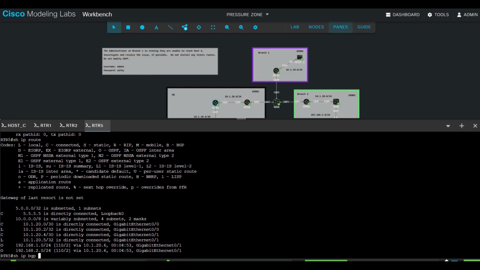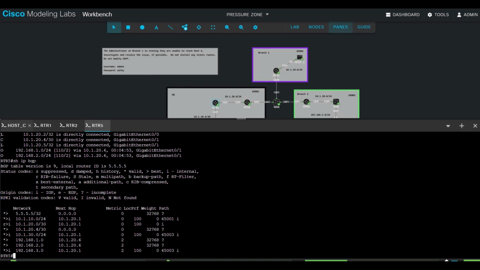Router 5 now has the routes in its routing tables. Host C is able to reach host A.